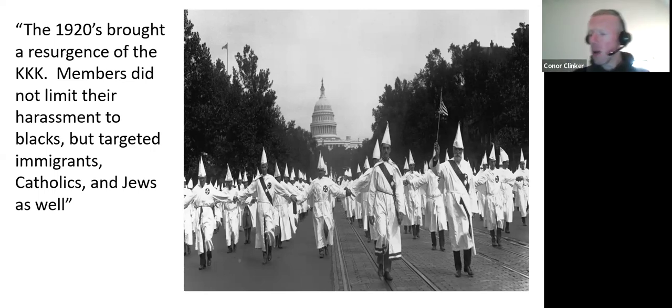So the Klan was a white supremacist organization, as you know, who targeted blacks for persecution and or outright physical violence up to and including murder. You know that. But it wasn't just blacks that they were going after. They were going after immigrants. Why? Because of what we just talked about.